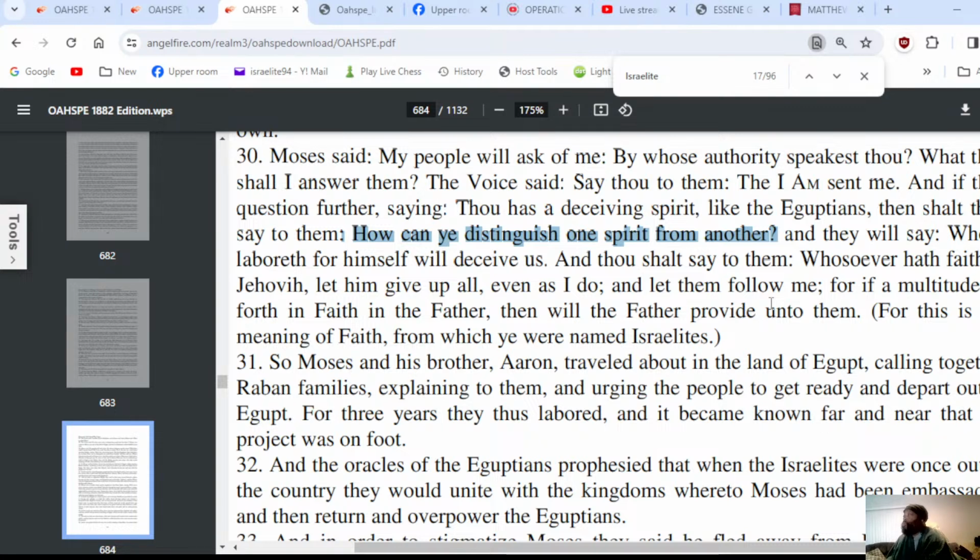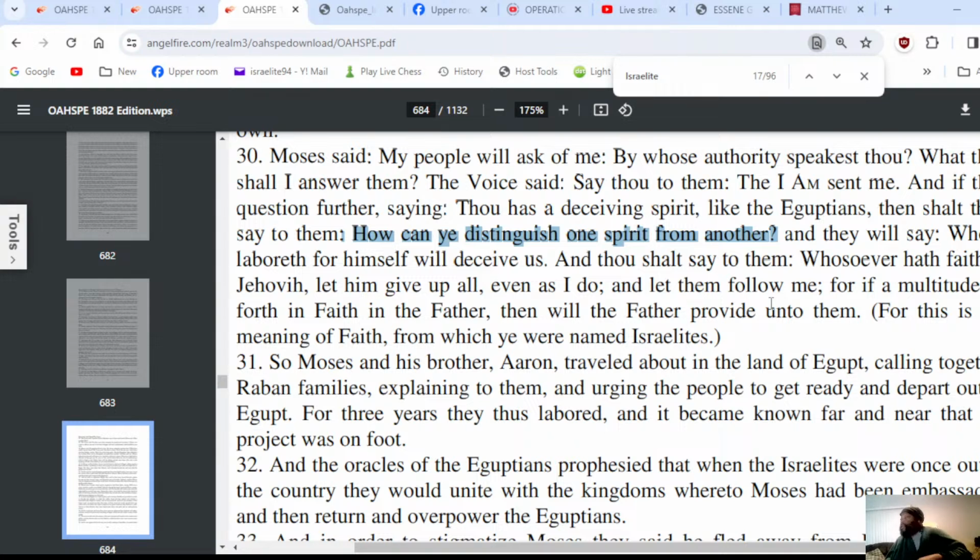We can distinguish one spirit from another. It's easy. Hey, who is your God? ISIS. That's worshiping a deity. That is idolatry. Who's your God? Hindu. That's idolatry. Who's your God? Islam, that's idolatry. Who's your God? Brahma, that's idolatry.